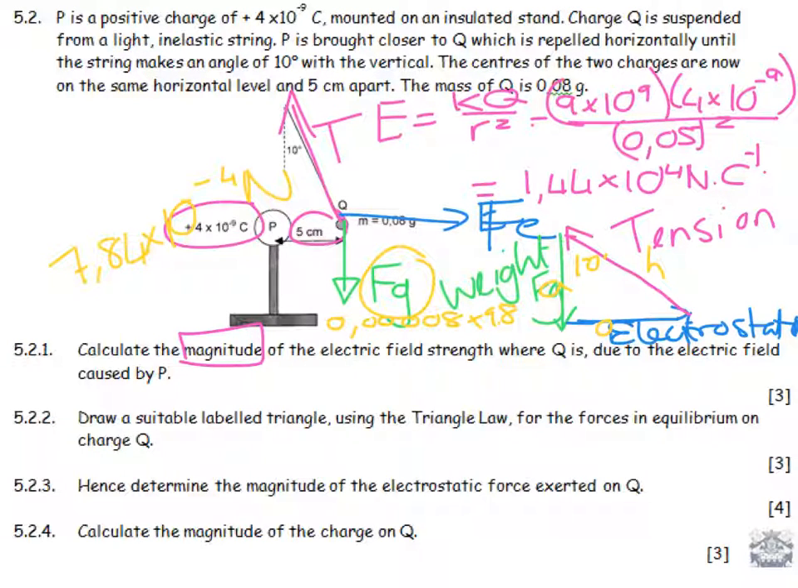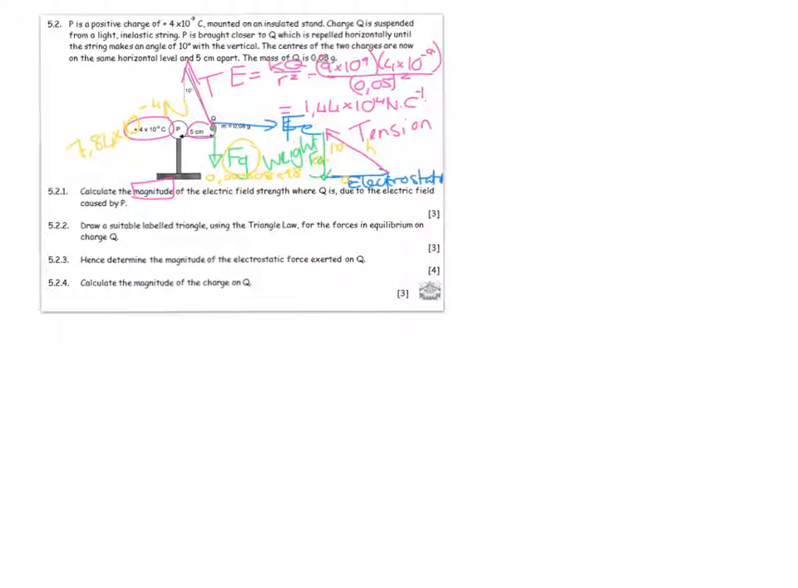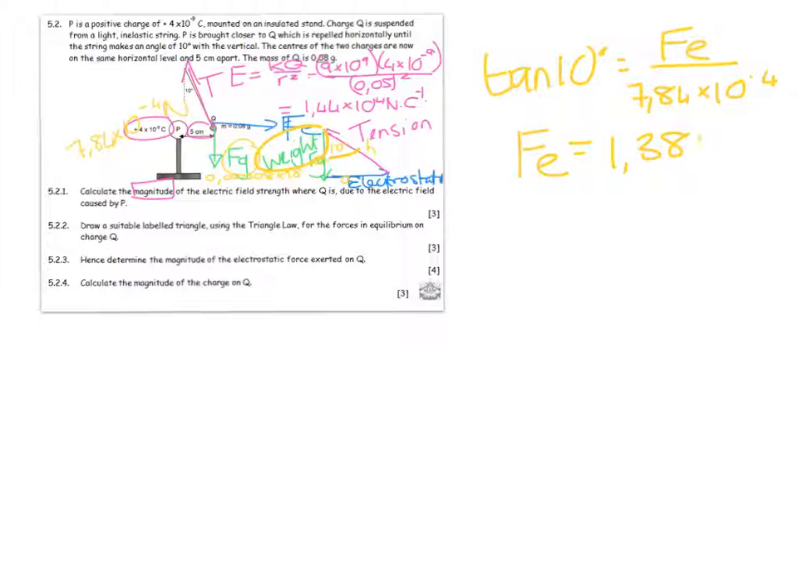And then I'm going to put this into, so that means that I know the weight, and I know an angle, so I know the adjacent, and I'm looking for the opposite. So I'm going to use tan of 10 degrees is equal to the opposite over the adjacent, and I land up with the electrostatic force being equal to 1,38 times 10 to the negative 4 newtons.